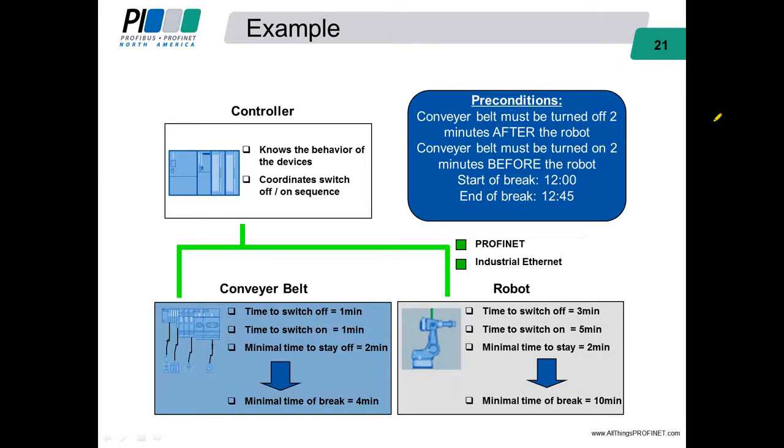So if we're not going to take a break of at least 4 minutes, there's no point in using this profile. In the case of the robot, we know that it takes 3 minutes to switch off, 5 minutes to switch back on, and it also has to stay off for 2 minutes. So the minimum break time for the robot is 10 minutes.